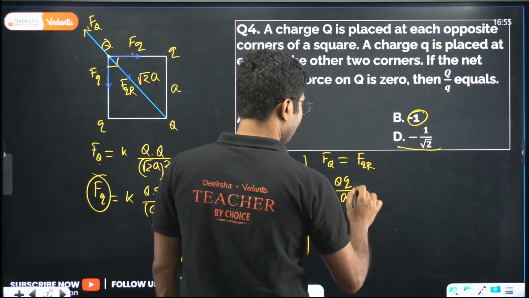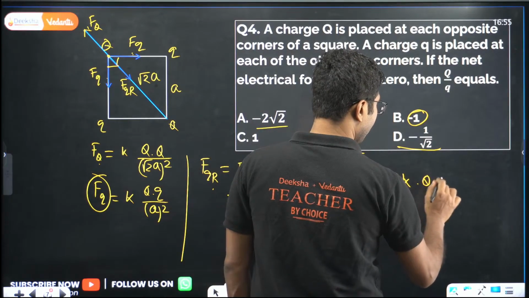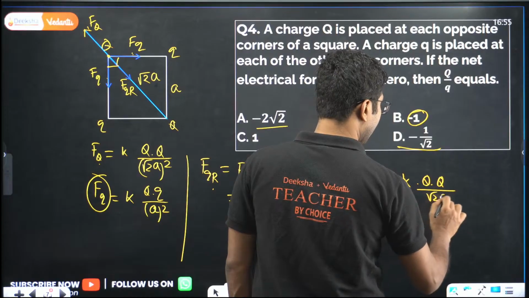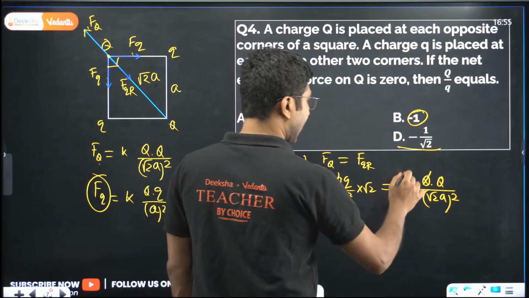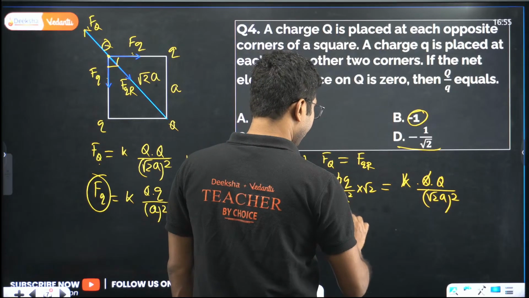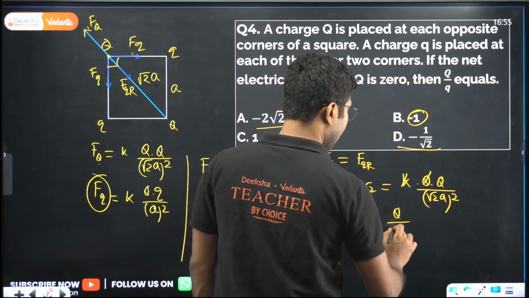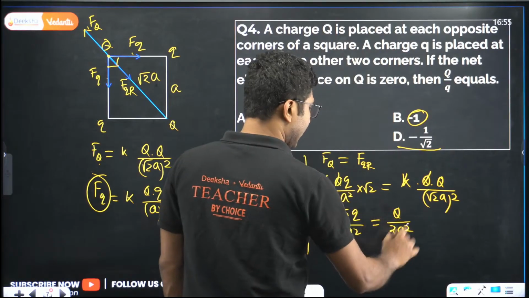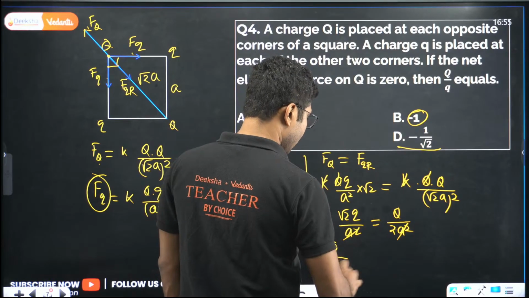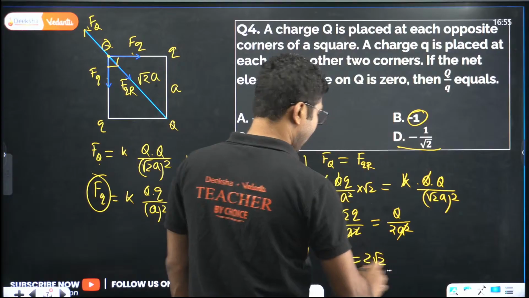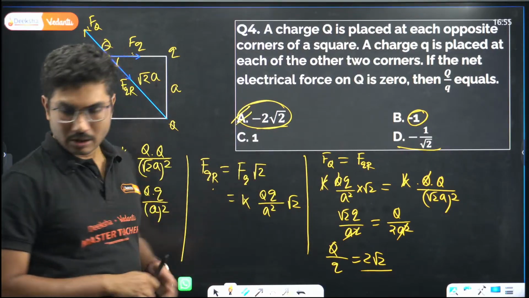So a square into root 2 equals K capital Q by root 2a whole square. One of the capital Q's cancelled, K cancelled. Now we are left with root 2q by a square equals q by 2a square. Now a square cancels, and you get capital Q by small q equals 2 root 2. As I mentioned, the answer will be negative, so the correct answer is option A for this question.